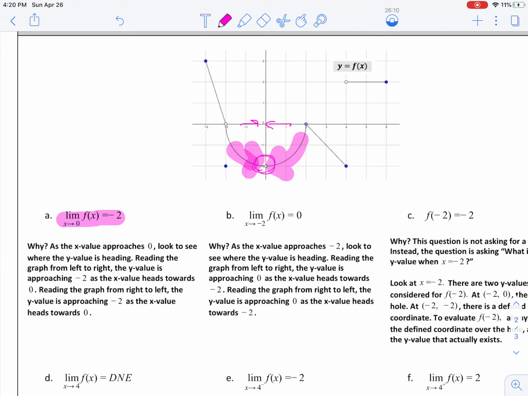Okay, right here, again, it doesn't matter that it's undefined, because as we trace our function, we're just getting closer and closer to that y value. I don't actually care about f of 0. Okay, so this is not the same as f of 0. Okay, these mean two different things. We're not evaluating the function at 0. We're looking at the behavior of the function as x approaches 0.